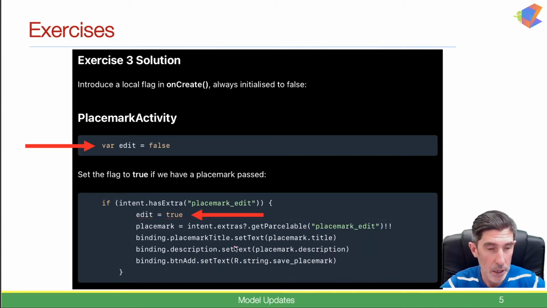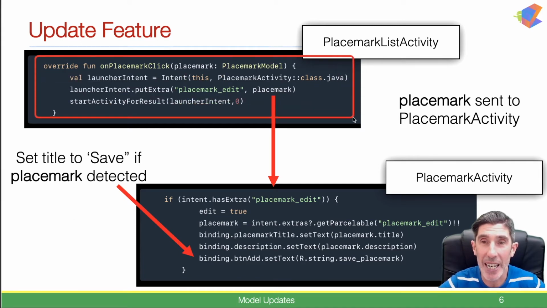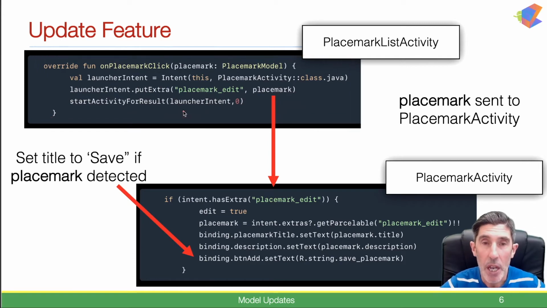Okay, in terms of the specific update, there are a few bits we need to add in. In our first little block of code there, this is our onPlacemarkClick. So this is back in our PlacemarkListActivity. This is what happens when the user clicks on a placemark in our list.